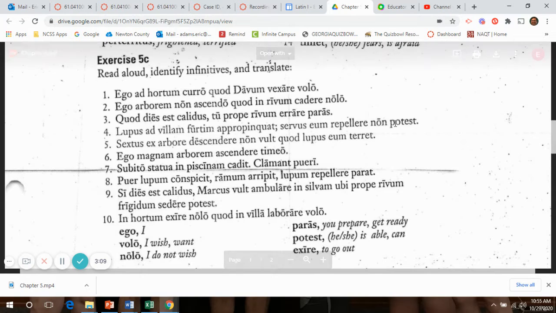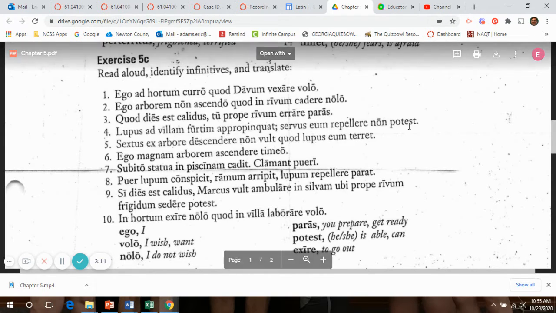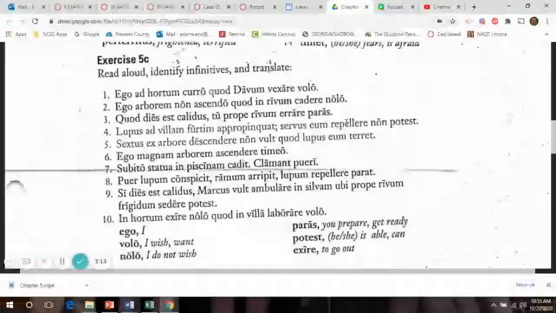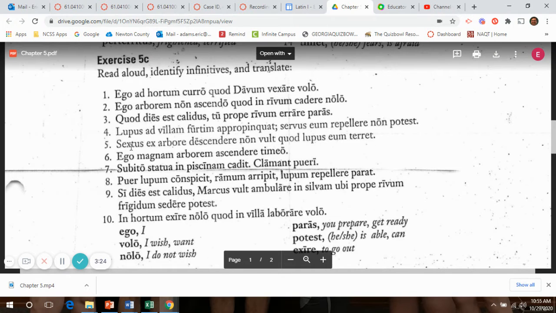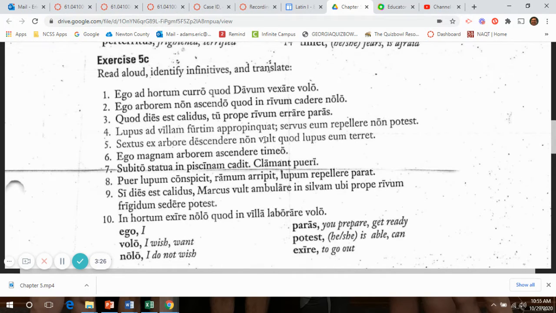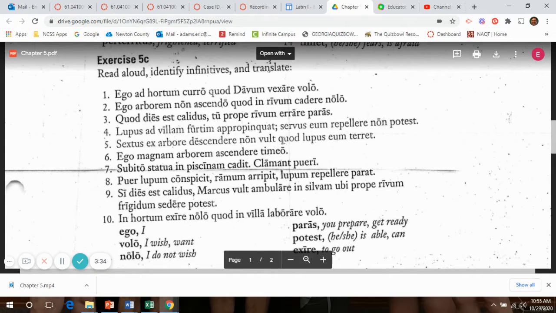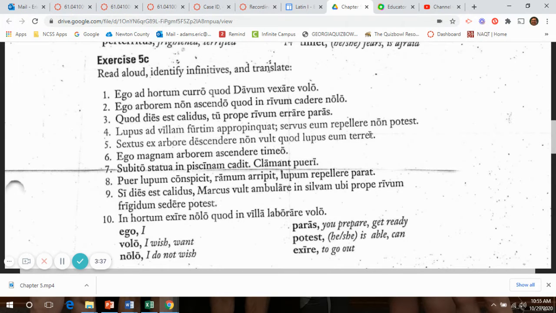So the slave is not able, and you want to know: is not able to do what? And so again, the infinitive, the verb that does not have a subject, and we express it with to, works with, to complete the meaning of another finite verb, which is potest. Number 5, Sextus non vult, does not want, and you want to know what does he not want? Well, of course, here's the infinitive to tell us, descendere, to climb down out of the tree, quod, because the wolf scares him, terrifies him.